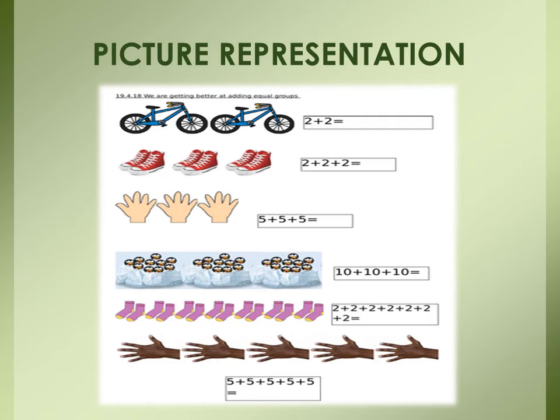So here the only difference is of group. In the third question we have 3 groups. In the fifth question we have 5 groups. You can see the number of groups increasing while the number of fingers or objects remains the same in a single group. For example, in the last question all the hands are having 5 fingers, but the number of groups has increased to 5.